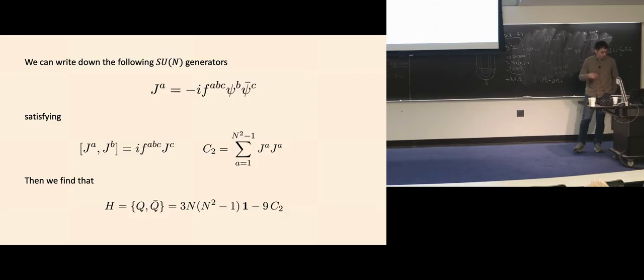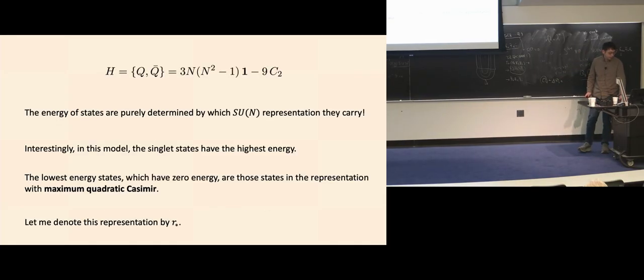If you just go through a few more steps of algebra and compute the Hamiltonian of the model, which is the anti-commutator of Q and Q dagger, or Q bar, you find that it's simply given by an identity piece, some c-number, minus some number times the quadratic Casimir. Okay, so it's an extremely simple Hamiltonian. And in that sense, the model is exactly solvable because once you figure out how this fermion Hilbert space decomposes into various representations of SU(N), you solve the model exactly. Namely, the energy of the states is purely determined by the SU(N) representation they carry.